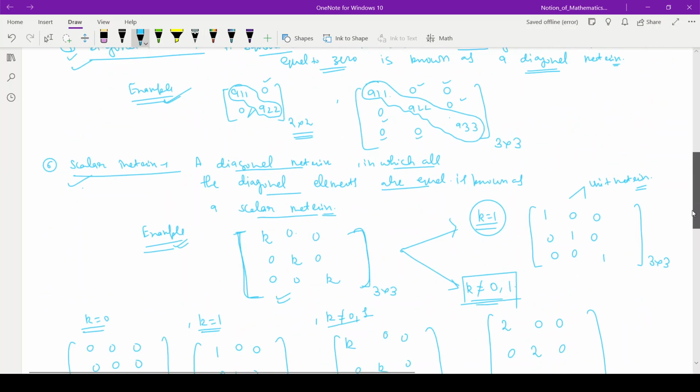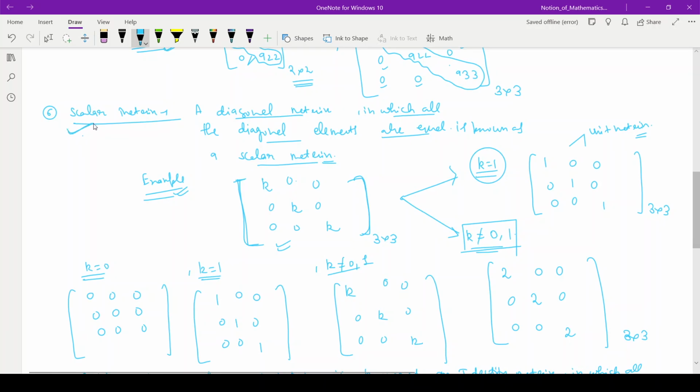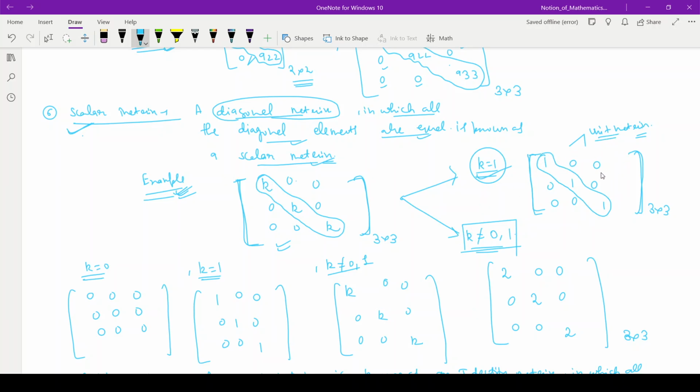After that, the next type of matrix is known as scalar matrix. What is a scalar matrix? A diagonal matrix in which all the diagonal elements are equal is known as a scalar matrix. So for example, if I have written any matrix here, this matrix with all the principal diagonal elements equal to k, it means all the diagonal elements are equal. So there are few possibilities. If k is equal to 1, then this type of matrix will be formed here with all the diagonal elements equal to 1. So it is unit matrix or identity matrix.